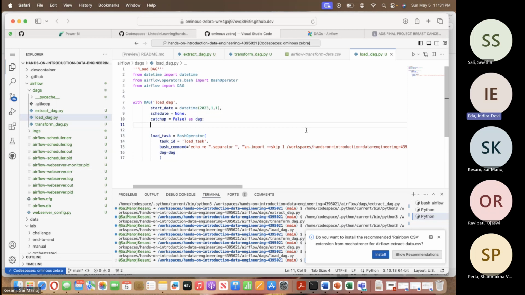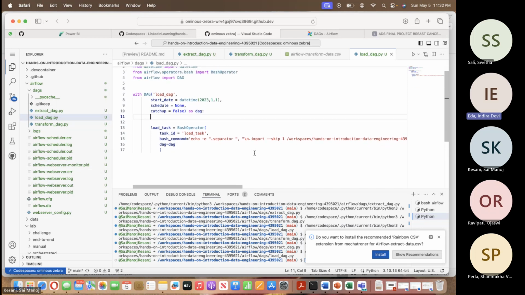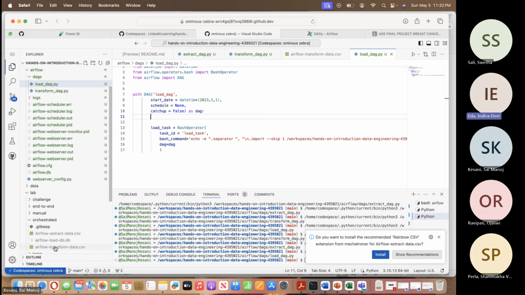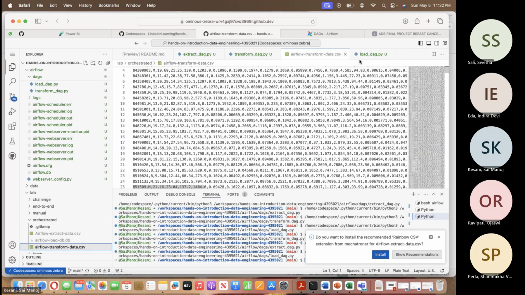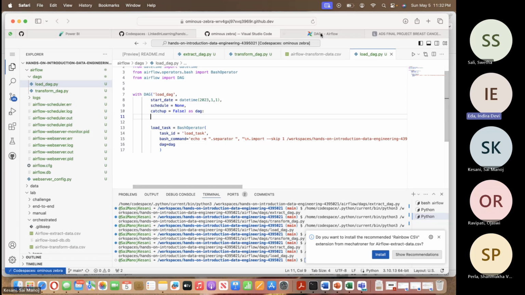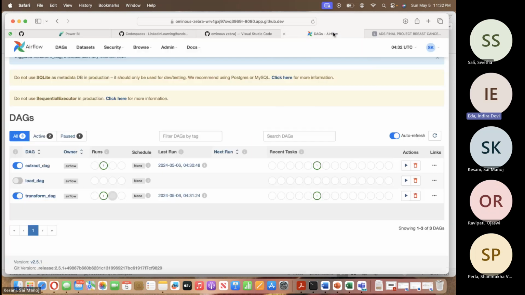Professor, we have created a DAG. This is the code for the load DAG. The input of the load DAG is nothing but the output table of the transformation DAG, and the data goes to the Airflow database once the load DAG succeeds.